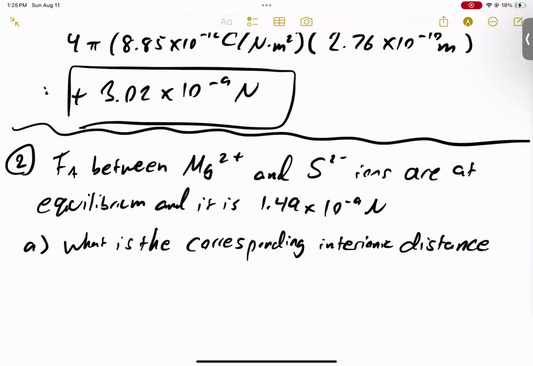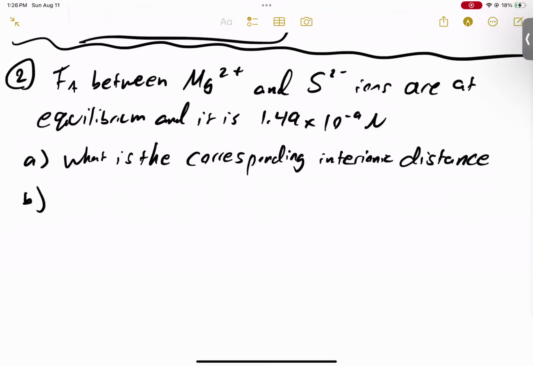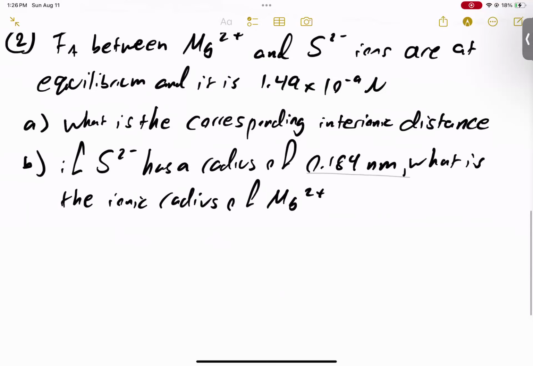So remember, the interionic distance refers to the distance between the two nuclei of the magnesium and sulfur. And we're also trying to find, if S2- has a radius of 0.84 nanometers, what is the ionic radius of Mg2+, my bad. All right, so this is our question.